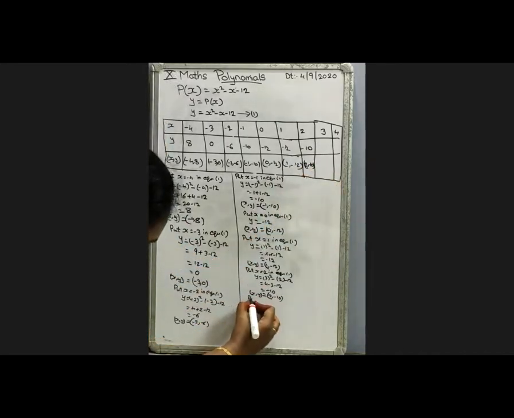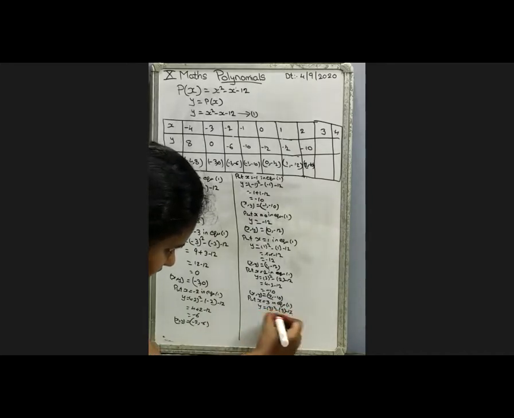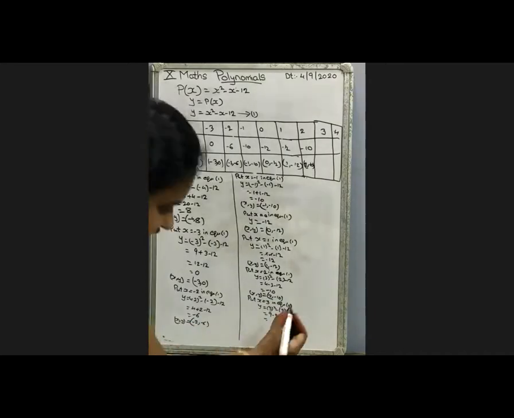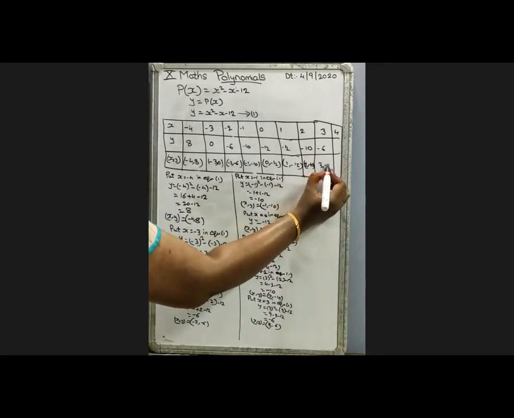Next, put x equal to 3 in equation 1. y equal to 3 whole square minus of 3 minus 12. This is 9 minus 3 minus 12. You will get 6. Which 6, positive or minus 6? You will get minus 6. Why? Because 9 minus 3 is 6, and 6 minus 12 is minus 6. So x comma y equals 3 comma minus 6.